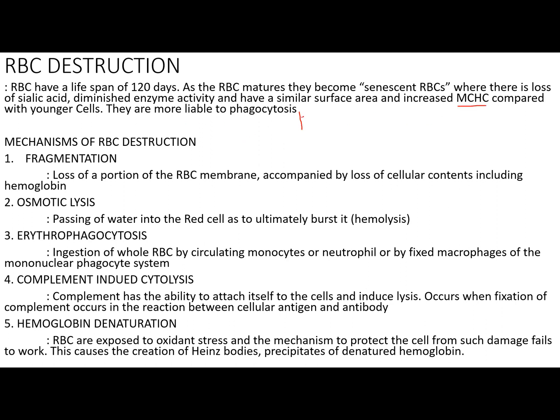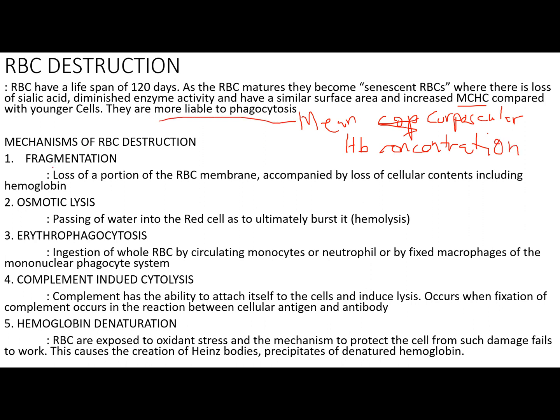Now, this MCHC, class, refers to your mean corpuscular hemoglobin concentration. Then they are more liable to phagocytosis. Now, what are the mechanisms of RBC destruction? The first one would be fragmentation. There would be a loss of a portion of the RBC membrane accompanied by a loss of cellular content, including hemoglobin. Then there would be osmotic lysis.